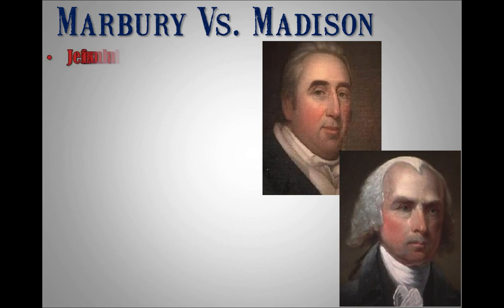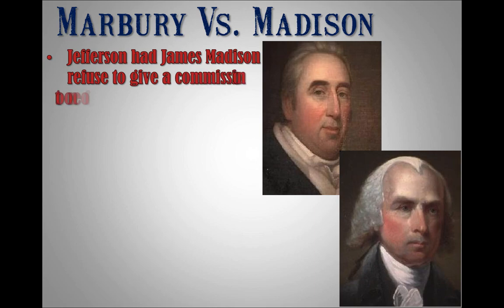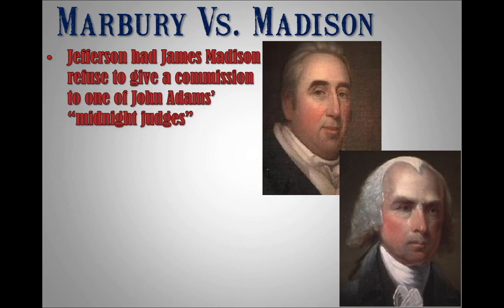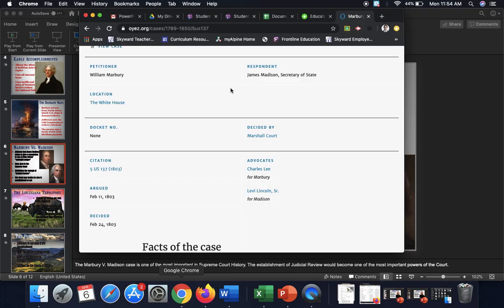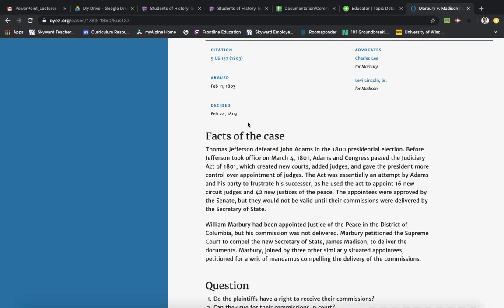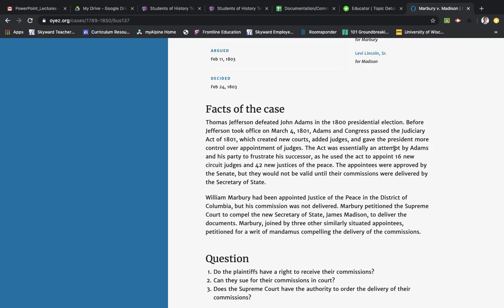Marbury versus Madison. This was one of the most important Supreme Court cases ever in our history. What happened very quickly is Jefferson had James Madison refuse to give a commission to one of John Adams' midnight judges. So what this was, really quickly to give you an example, is Thomas Jefferson defeated John Adams, as I just mentioned, in the presidential election of 1800. So before Jefferson took office, John Adams did some what we would consider some sneaky things.